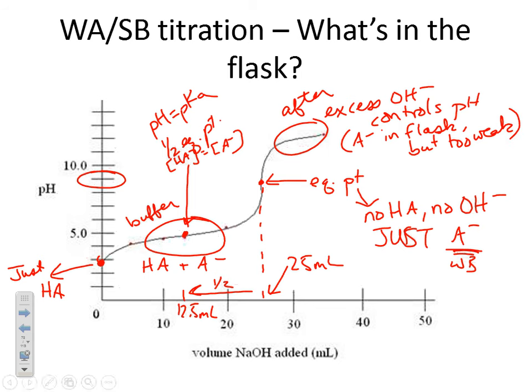So what do we have in the flask? Initially just HA. Before the equivalence point, we have both HA and A minus, so we do indeed have a buffer. At the equivalence point, we just have the conjugate base. And then after the equivalence point, we just have excess hydroxide. And yes, some A minus as well.